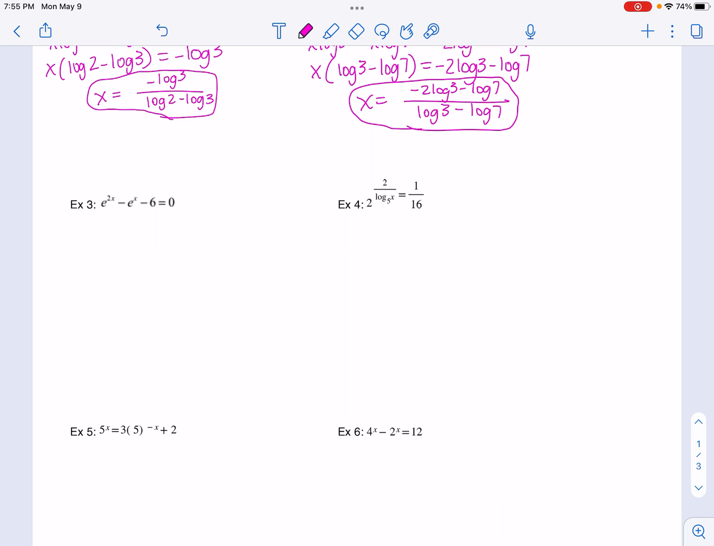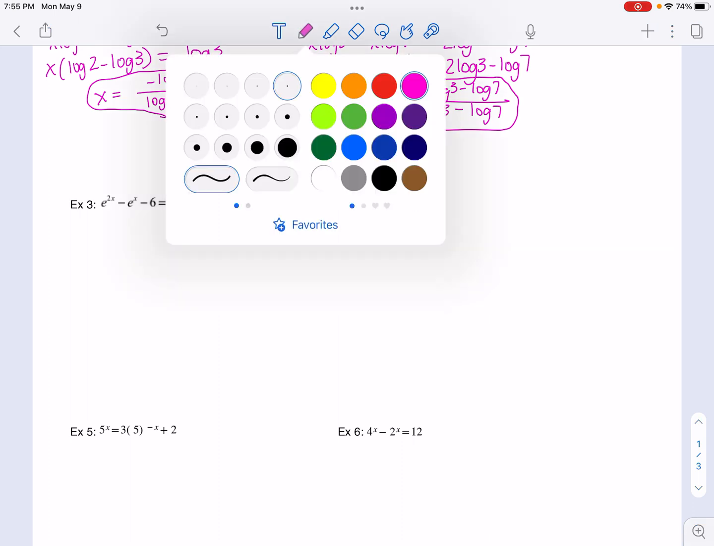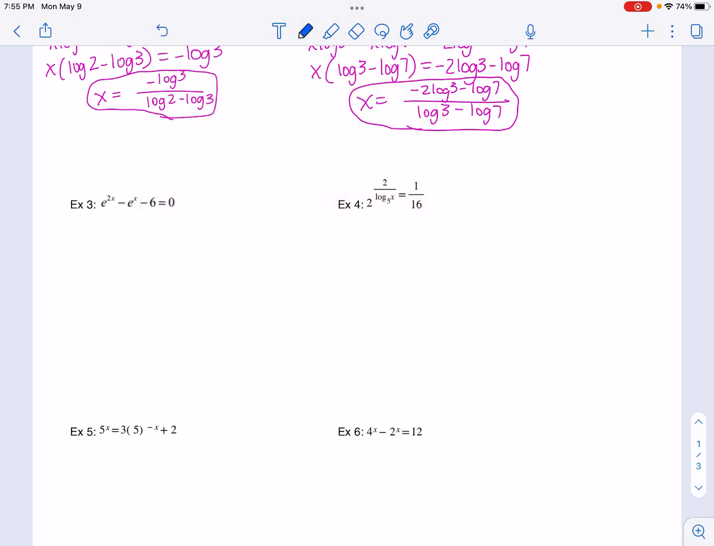e to the 2x minus e to the x minus 6 equals 0. When you look at something like that, I'm hoping in your head you're thinking, man, that looks like a quadratic, but it's not really quadratic, but it looks like it. Well, it actually is a quadratic. If you can't notice it, let's replace e to the x with something. So I'm going to let y equal e to the x. So that would be y squared minus y minus 6 equals 0.